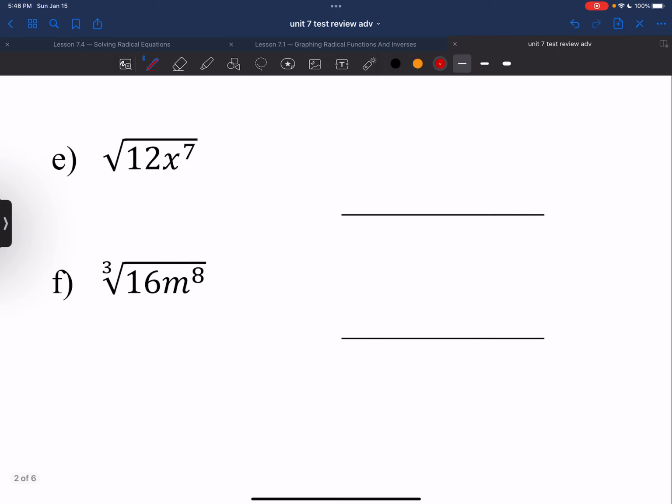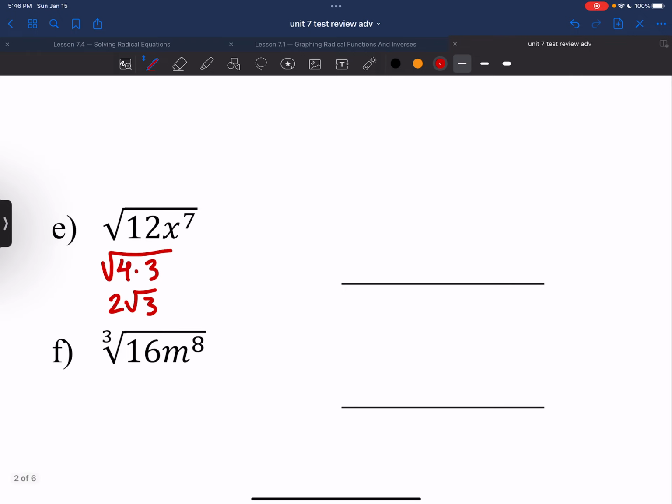Letter E, I've got a very simple one. Simplify the root of 12 as root 4 times 3, so that's 2 root 3. As for x, well, root x to the 7th. I'm going to split this up. So I'll say x to the 7 halves. And then I'll split this up as x to the 6 halves plus 1 half. Because we're simplifying, right?